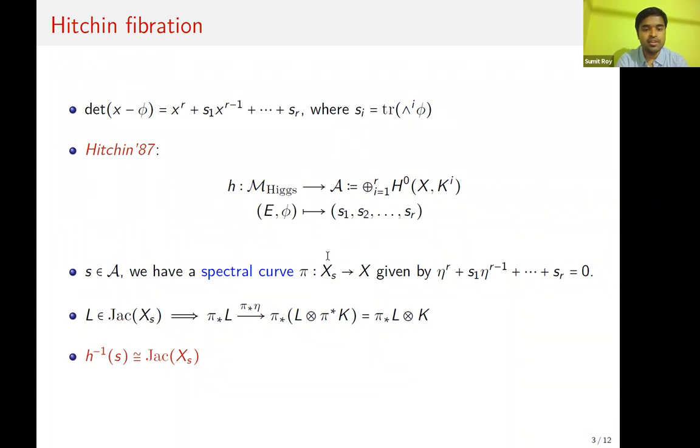So, if we consider a line bundle L over X_s and take the push forward pi_* L, that's a rank r vector bundle over X. And also it has a Higgs field, which is given by the multiplication by this tautological section eta. The fibers are exactly isomorphic to the Jacobian of this spectral curve X_s. Also, the base A has dimension half the dimension of this moduli space of Higgs bundles, and therefore, this is an algebraically completely integrable system.